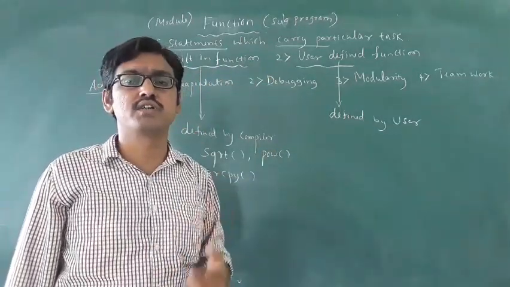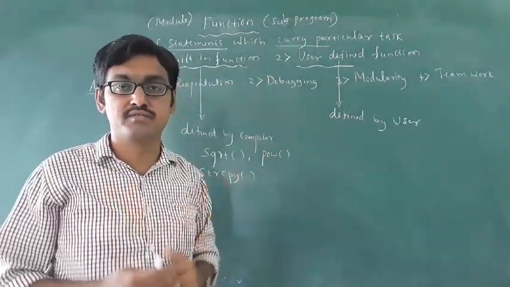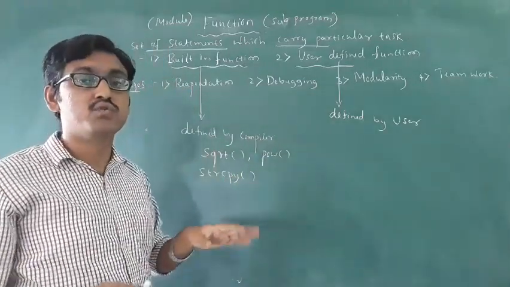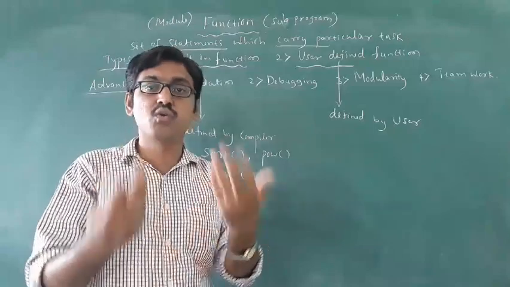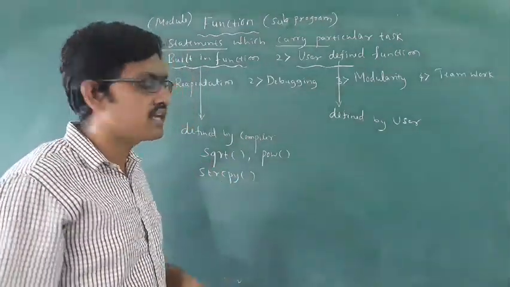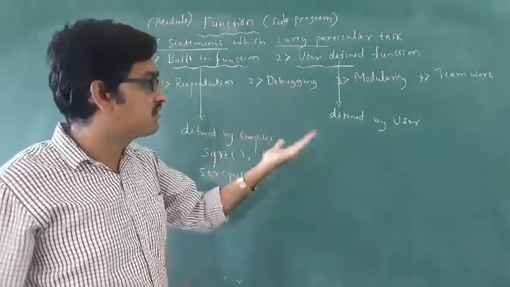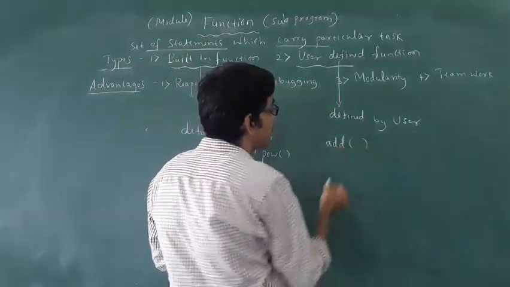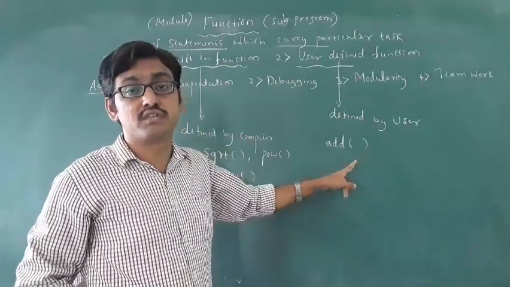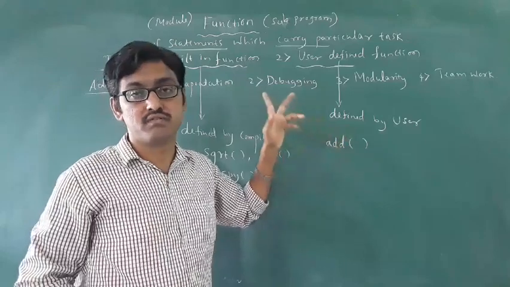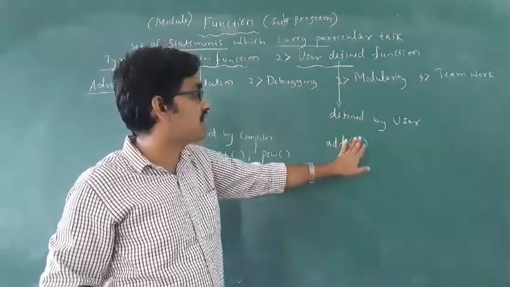User defined function, user only defines it. Not defined by the compiler, but the user has to create their own function. For example, I am writing an add function. If you write add and put two brackets, then it is a function. You must put two brackets after it. If you write only this, it is not a function.